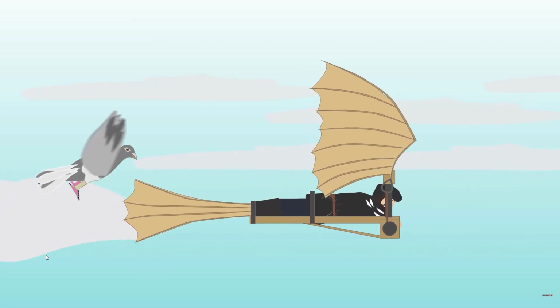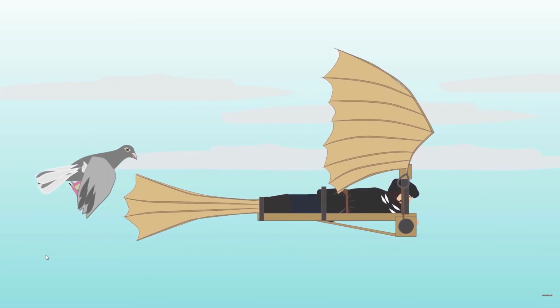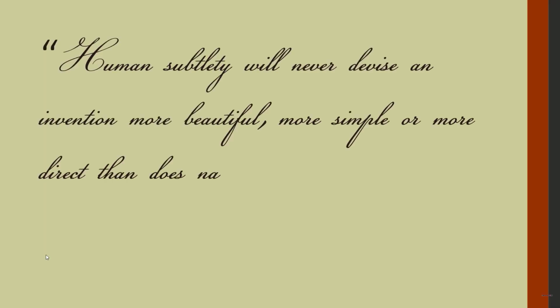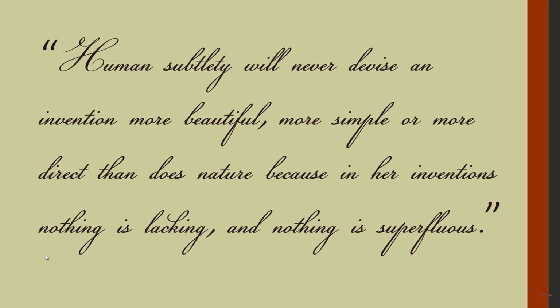When looking for inspiration for his own device, da Vinci drew heavily from nature, basing the design on the flight of bats and birds. He is famously quoted as having said, "Human subtlety will never devise an invention more beautiful, more simple, or more direct than does nature, because in her inventions, nothing is lacking, and nothing is superfluous."